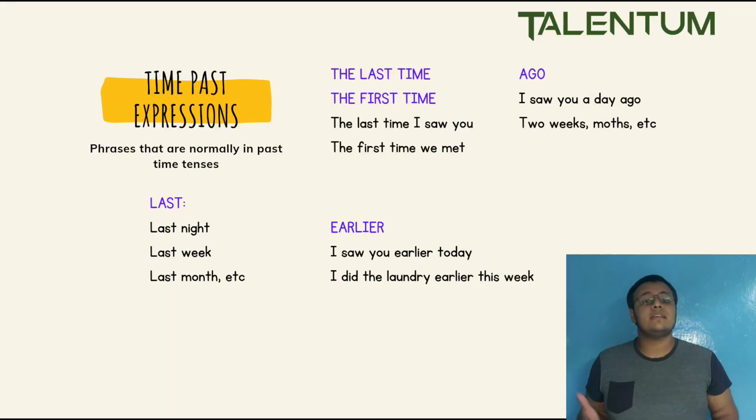Now, in this section, we are going to learn a little bit about the time expressions that let us know exactly if we are talking about the past simple. We have expressions like ago, the last time, the first time, last, earlier. We also have yesterday. These expressions let us know that we are talking about the past simple.